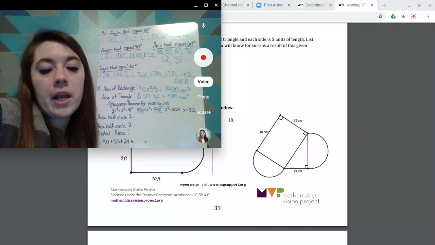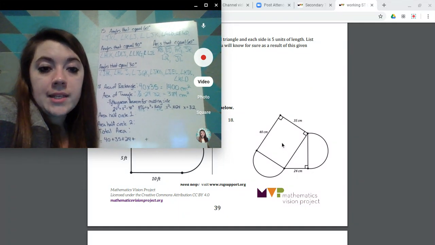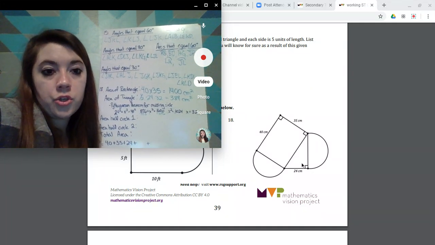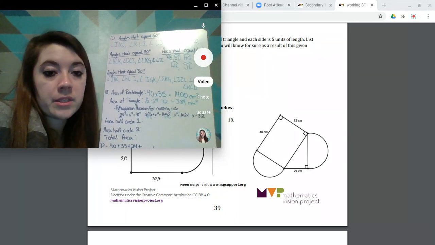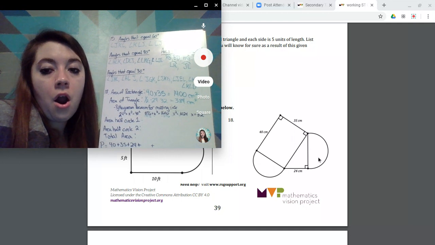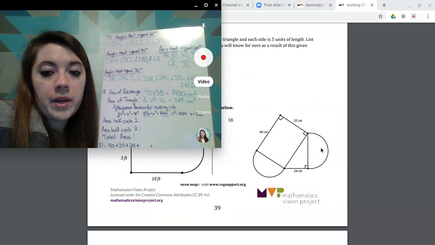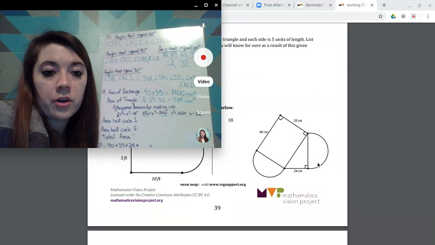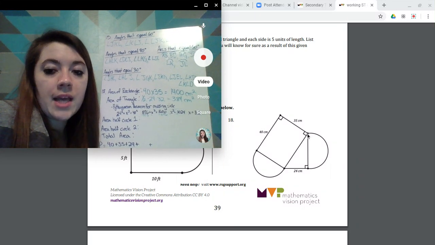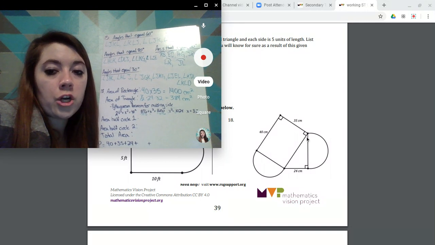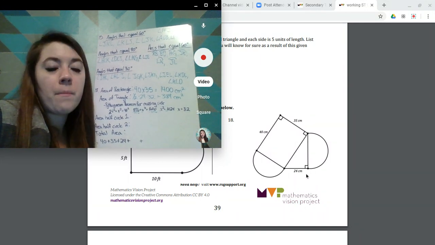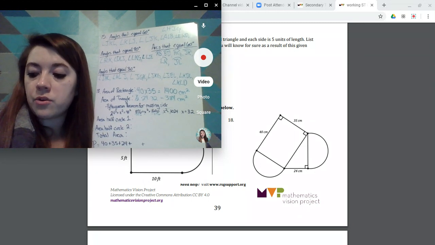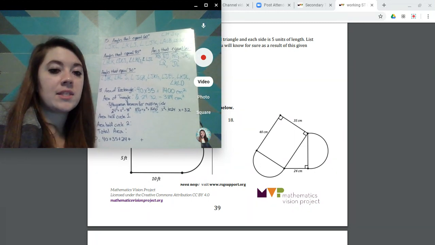Okay, so now we have the area of our rectangle and our triangle. Now we need to figure out the area of our 2 half circles. The first half circle I'm going to do is this one over here that's off the triangle. The diameter of this is the height of our triangle. Our height was 32, so the diameter is 32. Well, we need to know the radius, so 32 divided by 2 is going to give us 16.